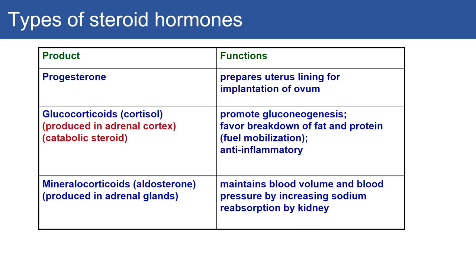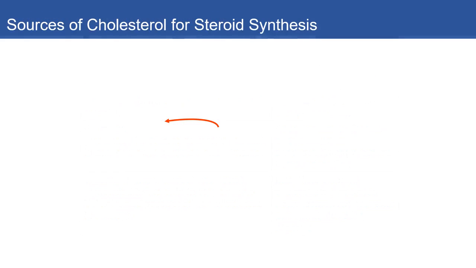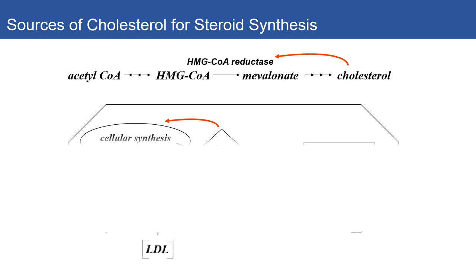That maintains blood volume and blood pressure. We have estrogens, androgens, and vitamin D. Androgens are things like testosterone, for the development of male secondary organs. Estrogen is for the development of female secondary sex characteristics and organs. And vitamin D is used to promote bone formation, phosphate loss by kidneys, and it promotes intestinal calcium absorption. So those are general categories. So what are the sources? What are the sources that we have?